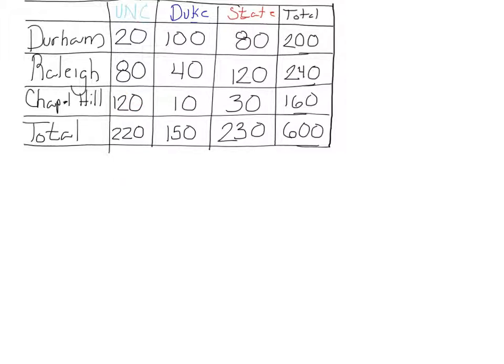So we're going to try and answer some math questions using this table. Specifically, we're going to think about conditional probability. So it's pretty easy for me to answer questions like, what's the probability that you're from Durham? So maybe I'll do the probability that you're from Durham.